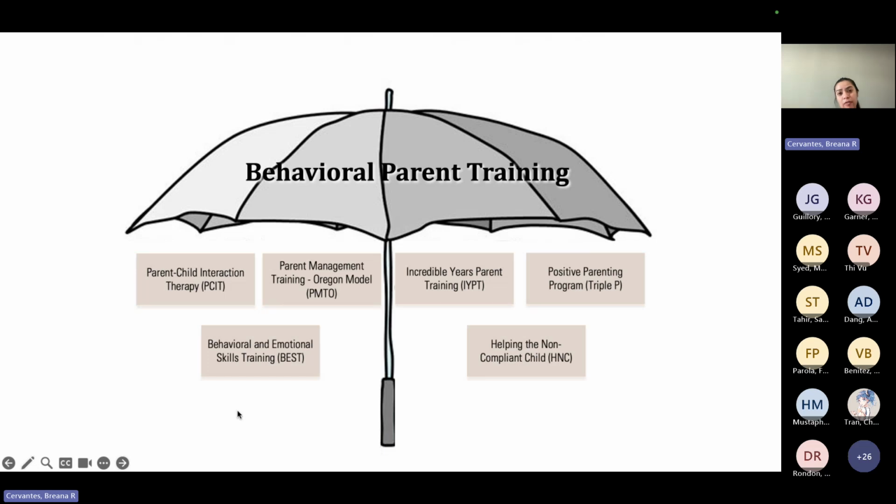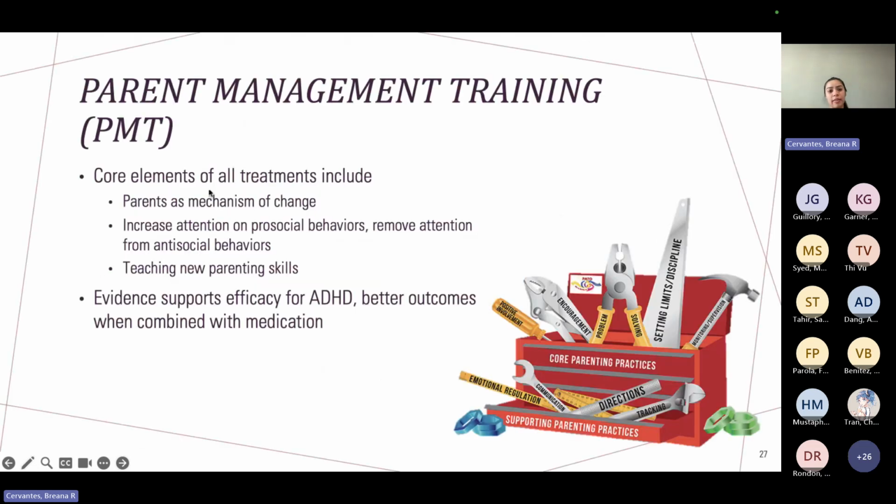In general, they all share a few things in common. They have core elements that use the parents as the mechanism of change. So if we help the parent harness their relationship with their child and teach them some additional parenting strategies, that's what's going to impact their child in the long term. Regardless of the specific name or intervention under the behavioral parent training umbrella, we're also working to increase attention on pro-social behaviors. So we want to improve their relationships with peers and teachers, and remove attention from antisocial behaviors.